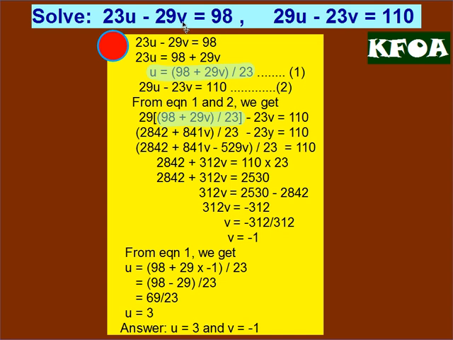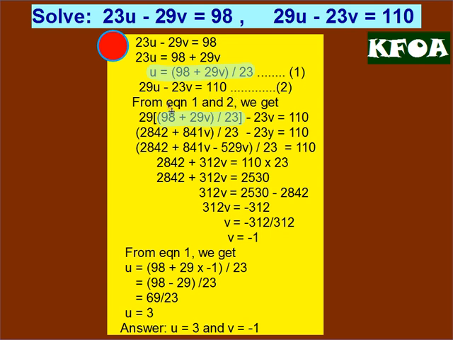So it is 23u minus 29v is 98, 29u plus 23v is 110. Though it is an elimination question, the teacher has given it in the form of substitution, so you are helpless to do it with substitution. You can't deny. So when the teacher has mentioned you do by substitution, please don't follow your own method, you will be marked 0. So find u equal to (98 plus 29v) upon 23.